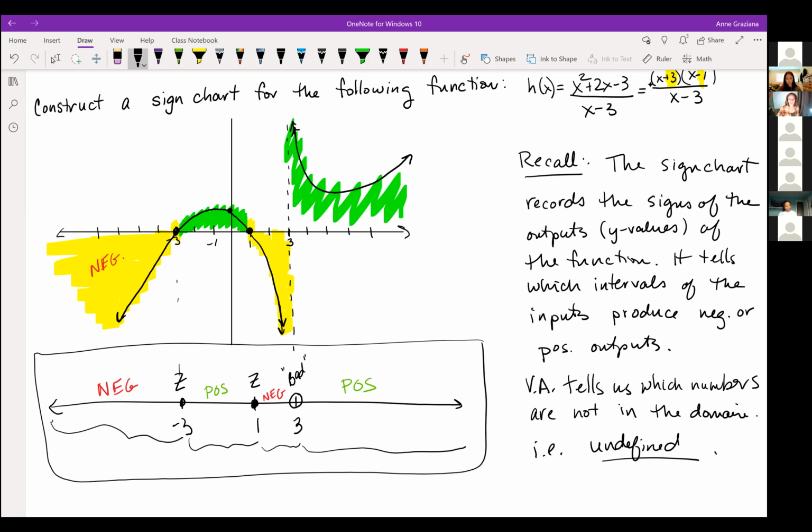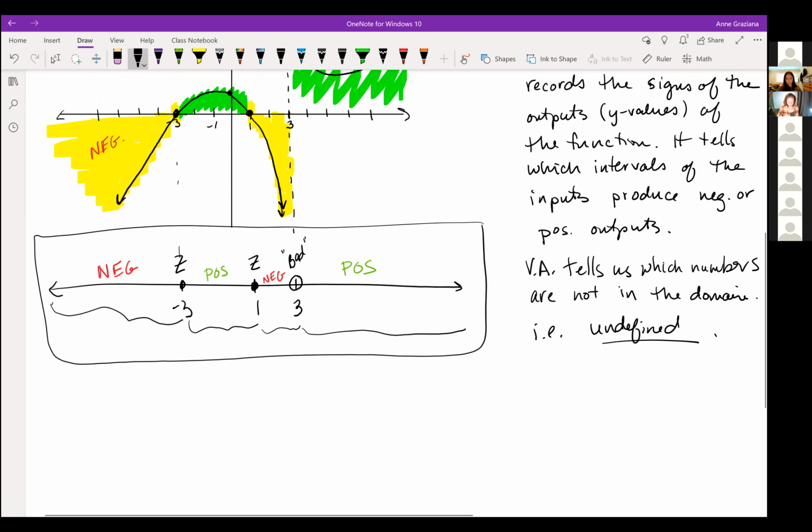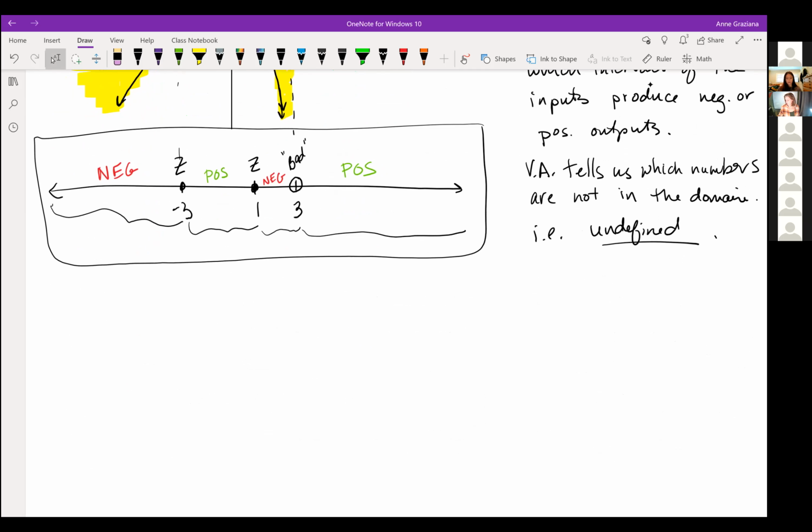Any questions? Yeah, I have a question. Do we have to indicate the zeros? Yes. You have to indicate the zeros and any undefines. And then I would not put any other numbers on that number line, okay? And you'll see why. You want to keep it very simple. Otherwise, you end up doing more work than you need to, okay?